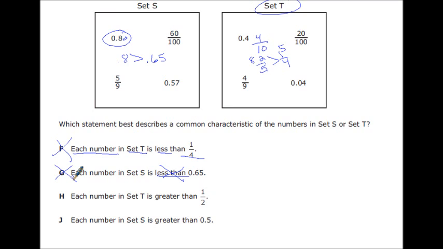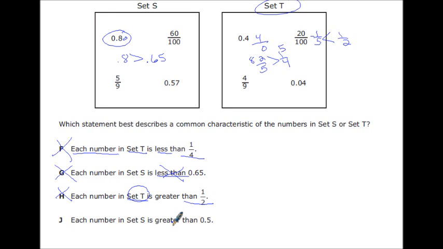We have H. Each number in set T is greater than 1/2. So I'm trying to see if there's something in set T that's actually less than 1/2. And, oh, right here. When I look at this, this is 2/10, which is 1/5. And that is definitely less than 1/2. So it's not greater, it's less, so that does not work. Oh, I'm sorry, did the wrong one there. Back that up. So H does not work. So it's probably got to be J, but let's test it to make sure.